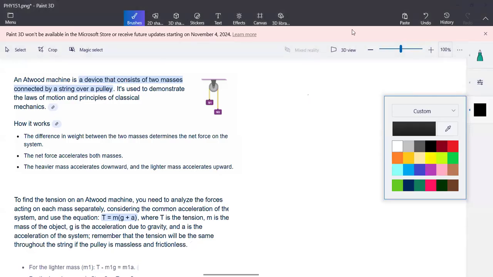Okay, in today's video, we're going to calculate the tension and acceleration in a pulley system problem. Specifically, we're looking at an Atwood machine.